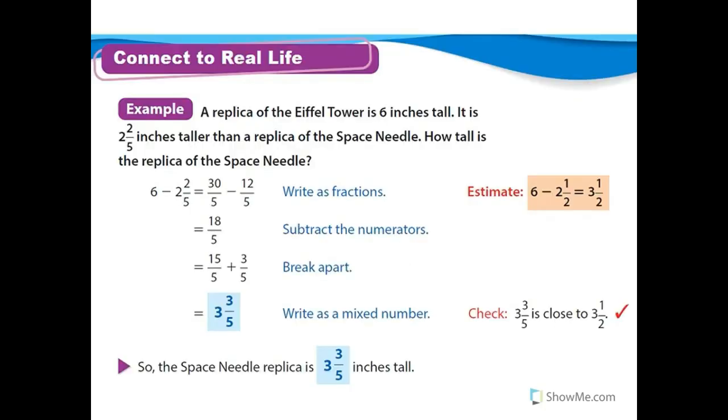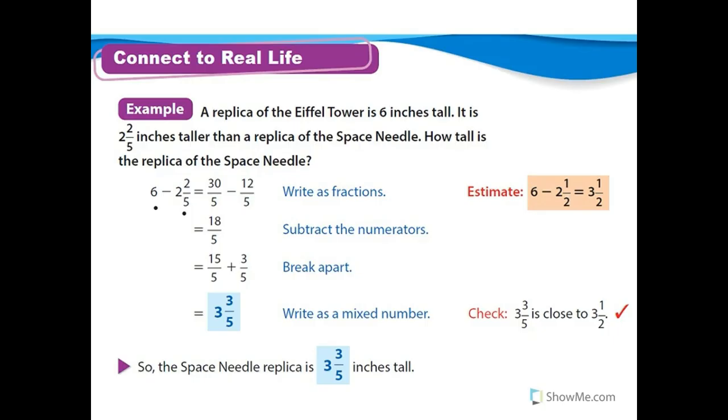Alright, let's connect this to real life. A replica of the Eiffel Tower is 6 inches tall. It is 2 2/5 taller than a replica of the Space Needle. How tall is the replica of the Space Needle? Well, what they're going to do, they're going to have to take 6 and subtract 2 2/5. They take 30/5, because 30 divided by 5 is 6, and subtract 12 fifths, right, of this fraction, get 18 fifths, right?